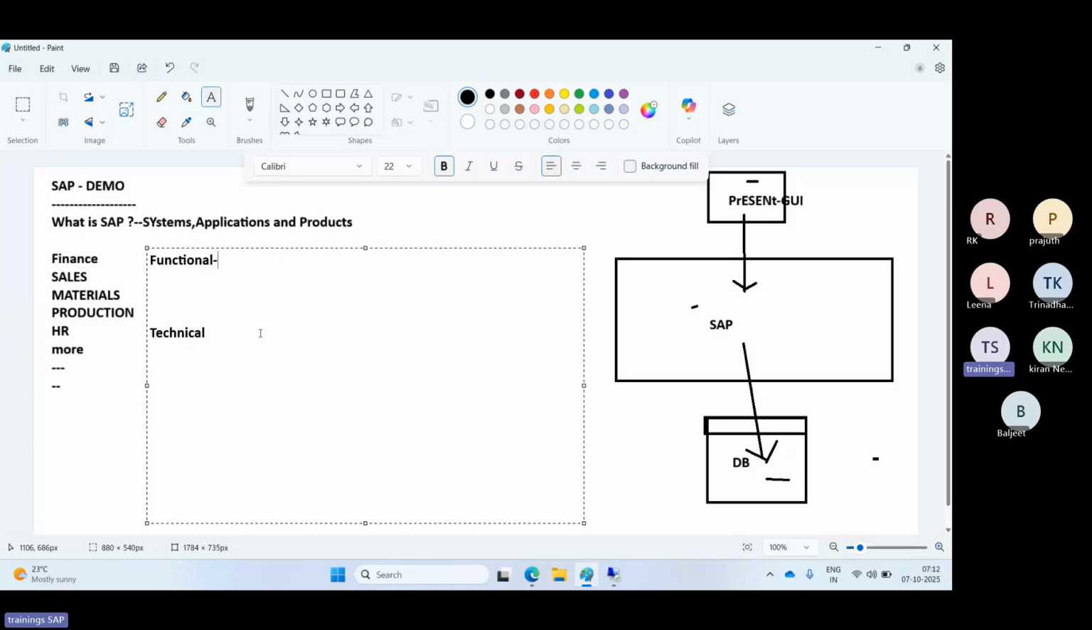Technical modules means the first person we think of is Basis, ABAP, then UI5 developers, BTP. These come under the technical side.